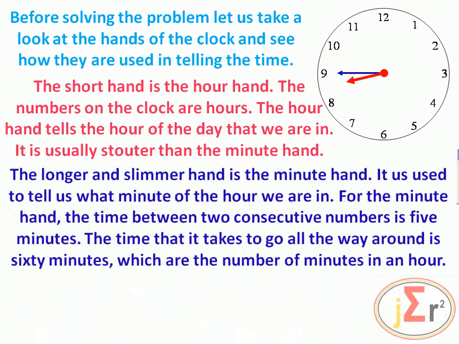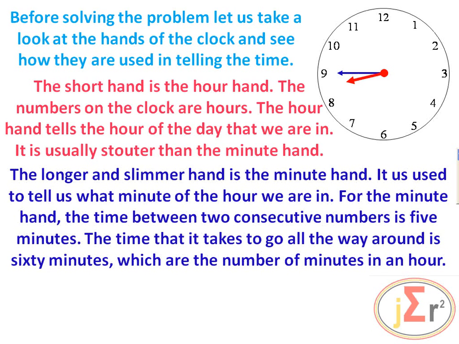The longer hand is slimmer. So the longer hand is the slimmer hand, and it tells the minute of the hour that we are in. So the longer and slimmer hand is the minute hand. It is used to tell us what minute of the hour we are in.